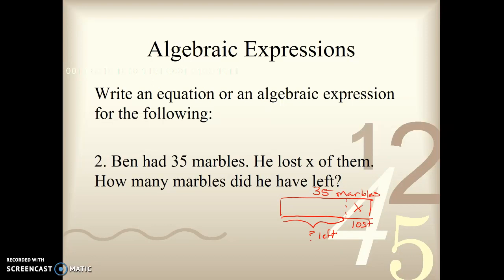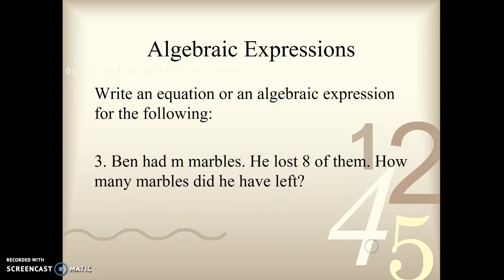Well, we're going to write an algebraic expression for this. So we started with 35. We lost X. So we're going to say 35 minus X marbles. And that's how many he had left. We don't actually know the number, but that's okay. We don't really need to. We can express that as an algebraic expression. So that's my answer for this quantity right here. We had 35 minus X marbles left.